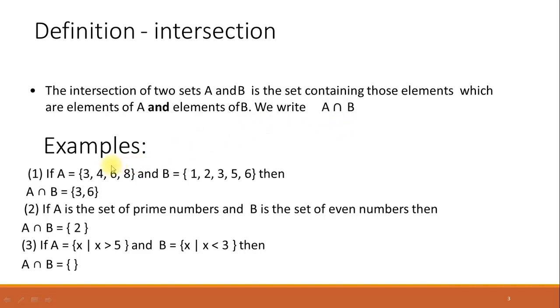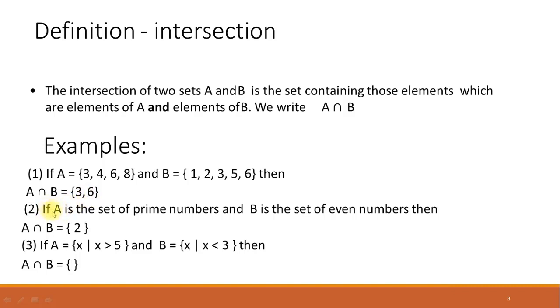For example, if A contains the elements 3, 4, 6 and 8, and set B contains the elements 1, 2, 3, 5 and 6, then the intersection of A and B contains the elements 3 and 6, since 3 and 6 are common elements of both these two sets. So A intersection B contains the elements 3 and 6.